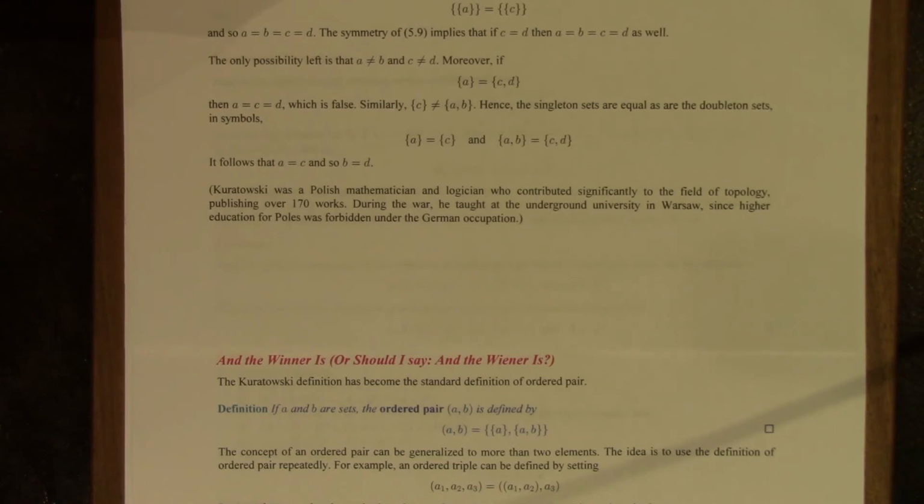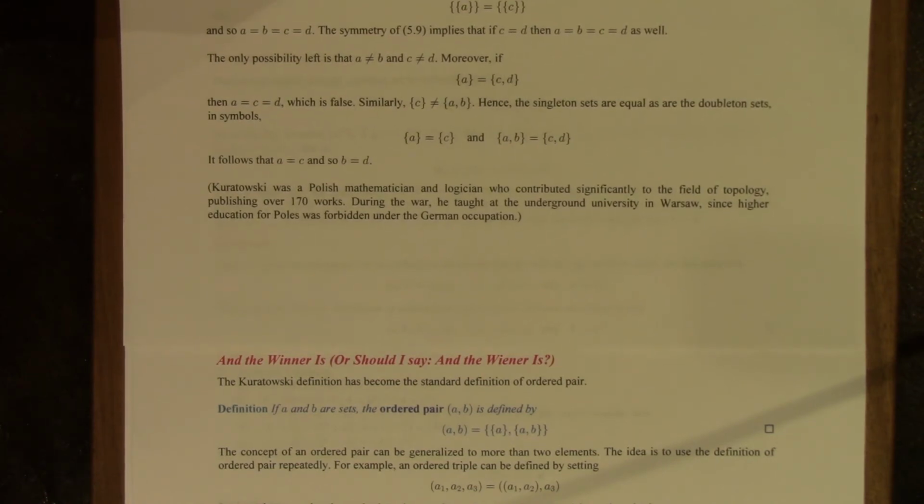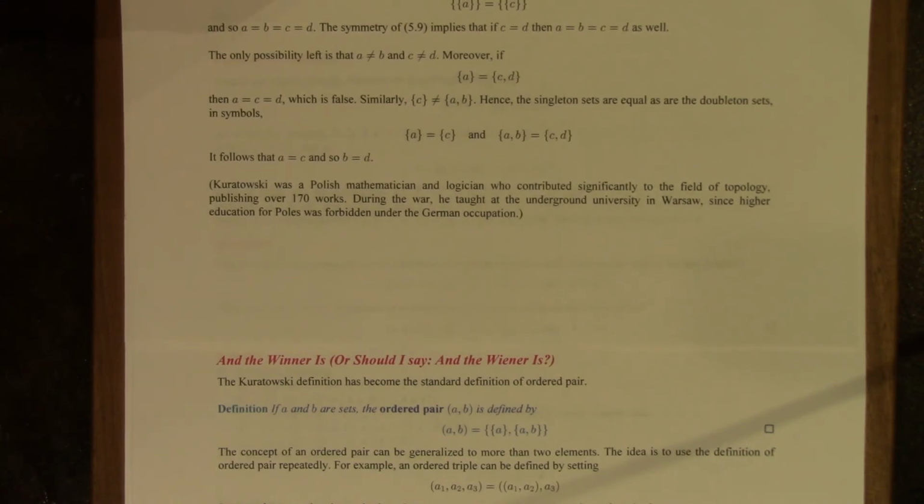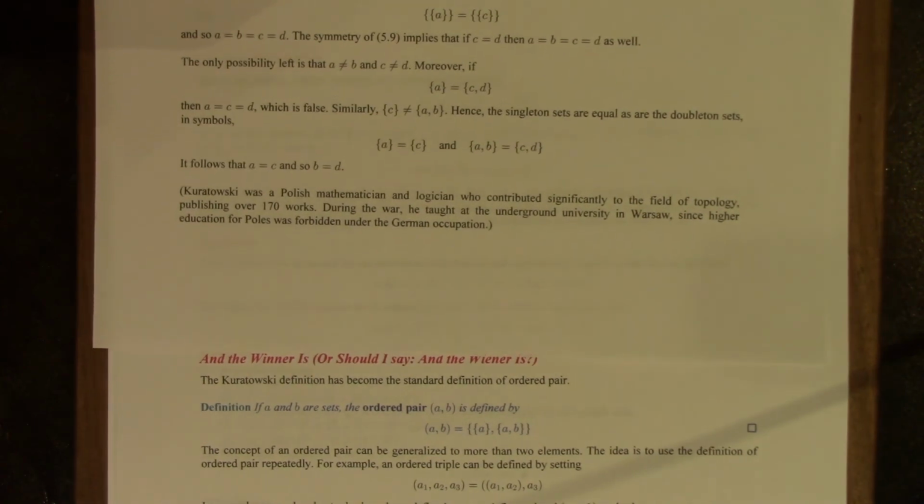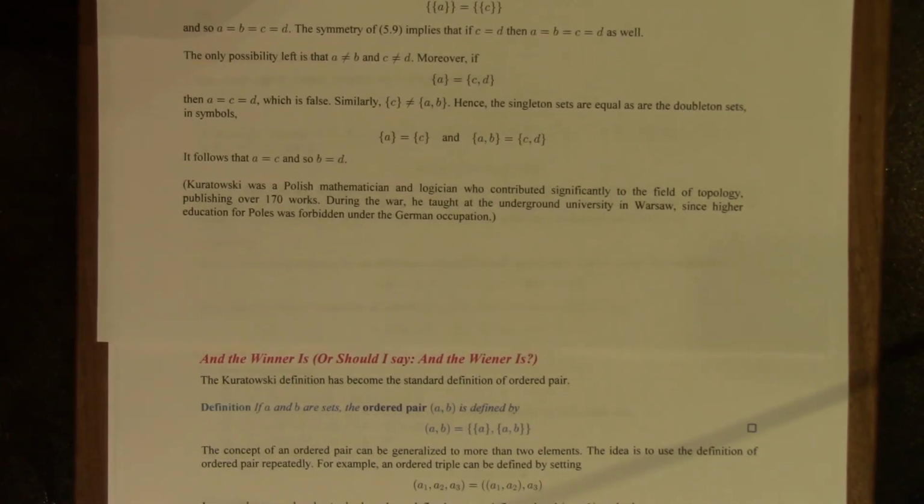Kuratowski was a Polish mathematician and logician who contributed significantly to the fields of topology and other areas, publishing over 170 papers. During the war, World War II, he taught at the underground university in Warsaw because higher education for Poles, Kuratowski was Polish, was forbidden under the German occupation. So Kuratowski and Hausdorff suffered under the occupation during World War II. Hausdorff more so, I guess you'd have to say, than Kuratowski.